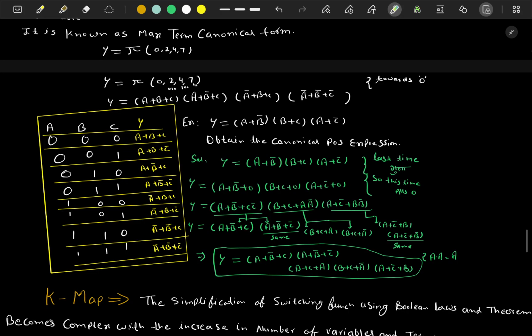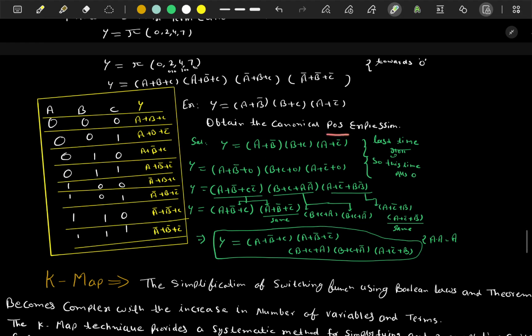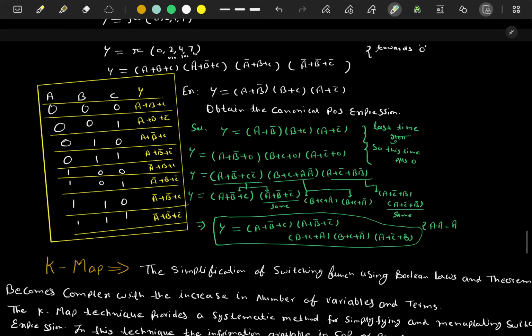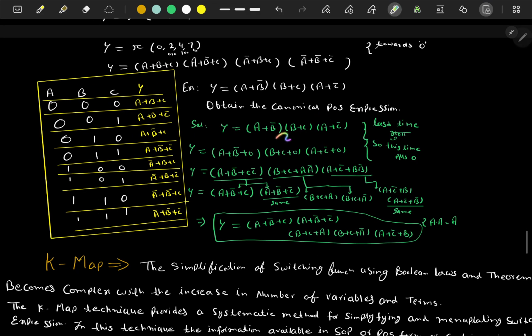Now we have another question: y equal to (a plus b bar)(b plus c)(a plus c). So POS form. POS means product of sum. Product of sum means we are running towards 0. There are 3 variables, so we need 3. So just add 0 with c bar, a bar, and b bar.